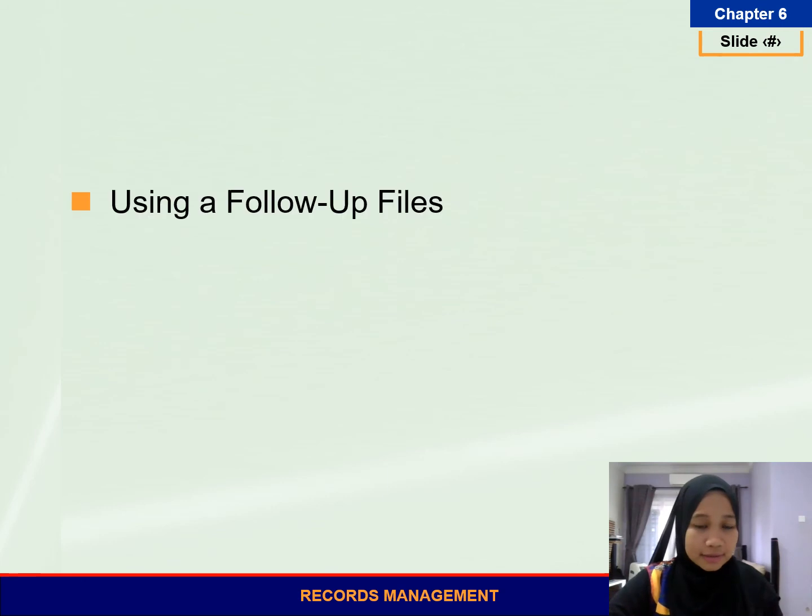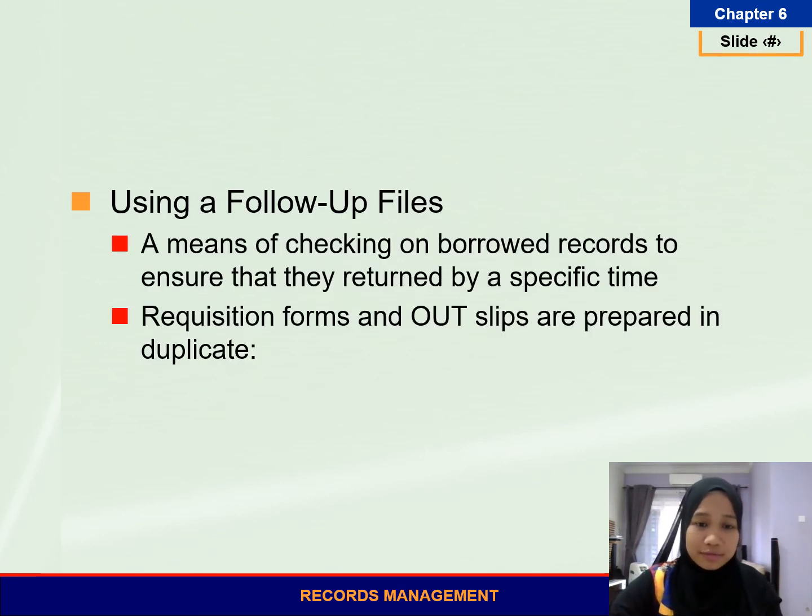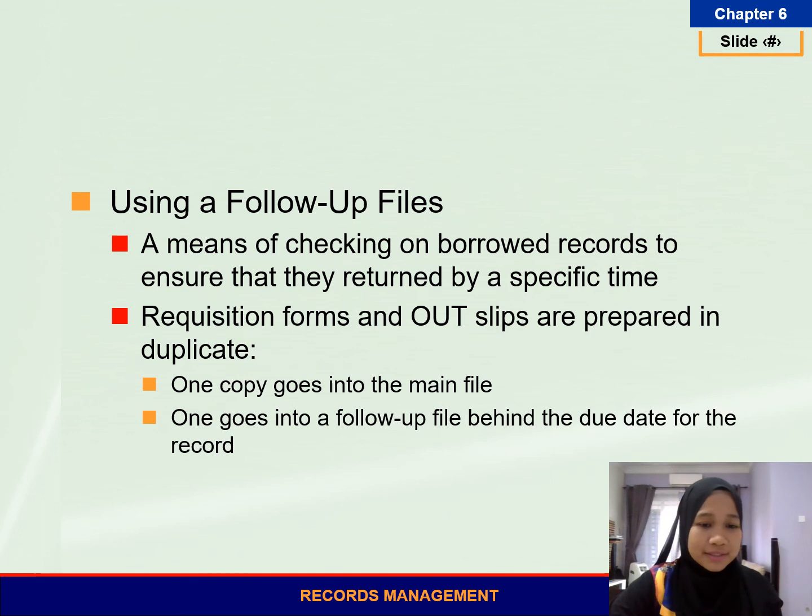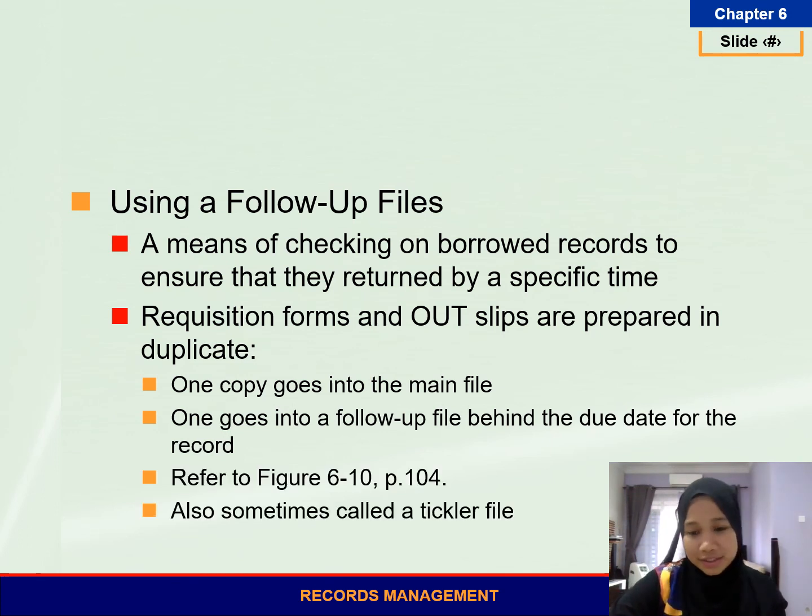Okay, so last follow up yang korang boleh buat adalah using a follow up file. Okay, so using follow up file sebabnya tadi kan masa kita buat requisition sheet tadi kita ada put on information dalam follow up file. Okay, so dia kata using means of checking of borrowed record to ensure that they return on a specific time. Okay, so requisition form ataupun outslip are prepared in duplicate. Okay, biasanya requisition form yang orang isi tadi bila request the record, kita buat duplicate. One copy goes to the main file, okay, as a marker the record has been removed, okay, and then one goes to the follow up file behind the due date of the record.